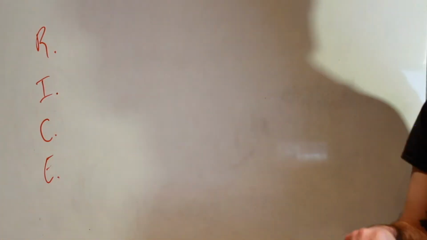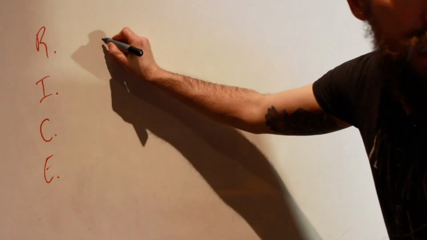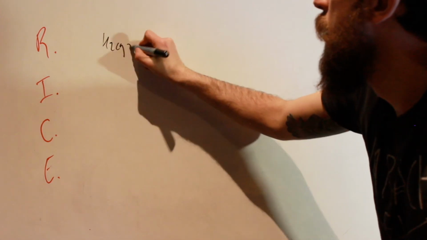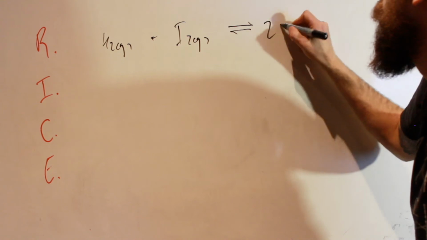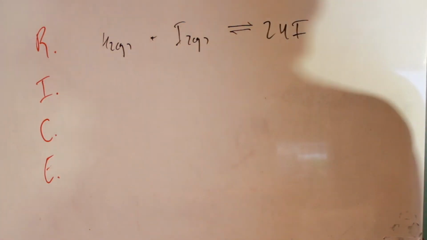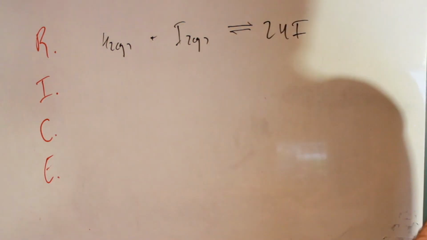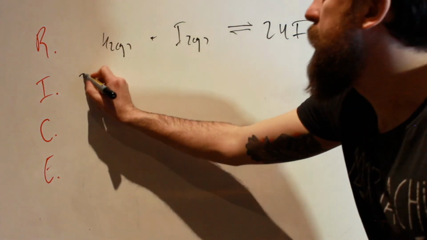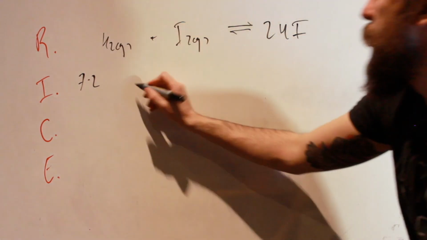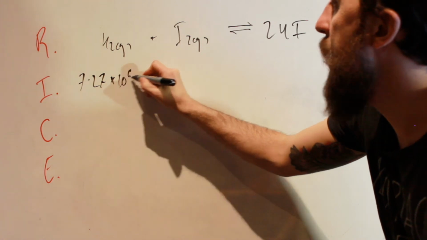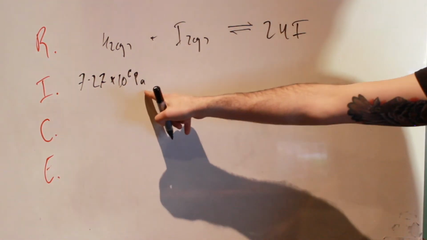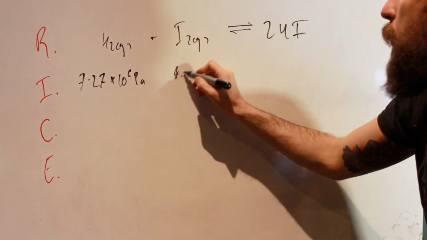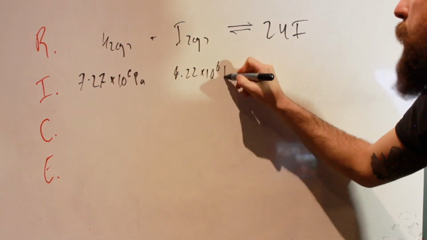So R, as always, stands for reaction. I'm going to write my reaction here. I have H2 plus I2 going to 2HI, and it reaches equilibrium. Initial concentrations were given to me. We have a value of 7.27 times 10 to the 6 pascals. We're dealing with pressures now, so our units are pascals as opposed to moles per decimeter cubed. 4.22 times 10 to the 6 here, pascals.